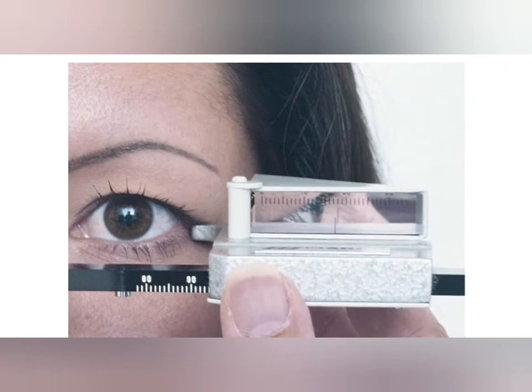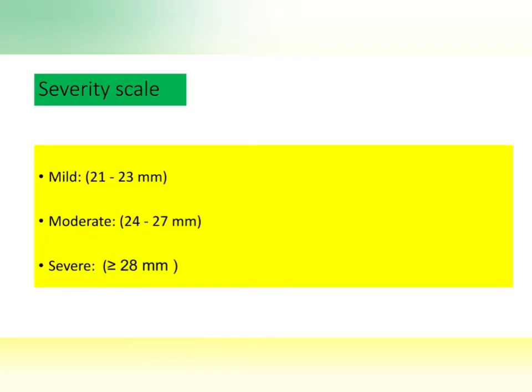And this is the severity scale, where if you get a value between 21 to 23 millimeter, it is mild proptosis. If the value is 24 to 27 millimeter, it is moderate proptosis, and if the value is more than 20 millimeter, it is severe proptosis.